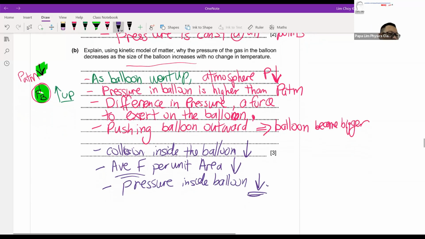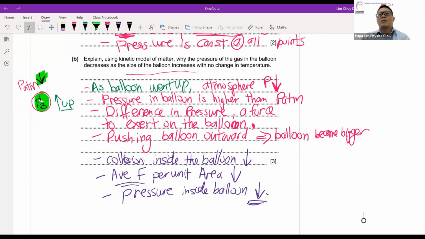So for 3 marks, there is quite a lot of things to write. But of course, the good thing is that this particular set of answers is quite standardized.